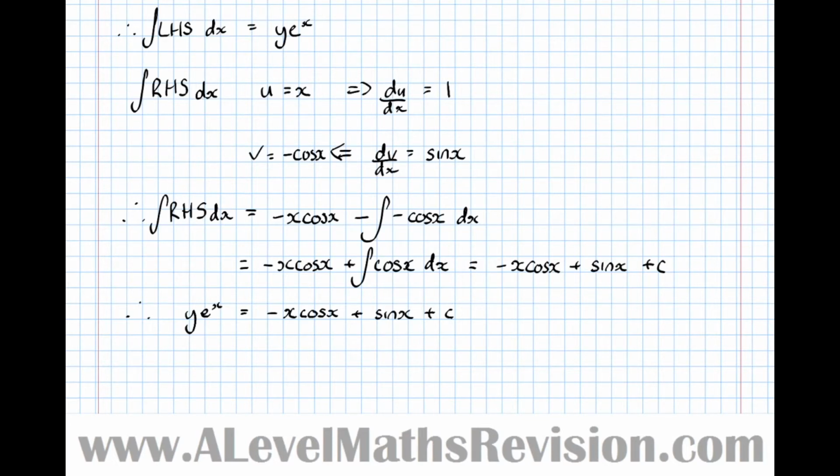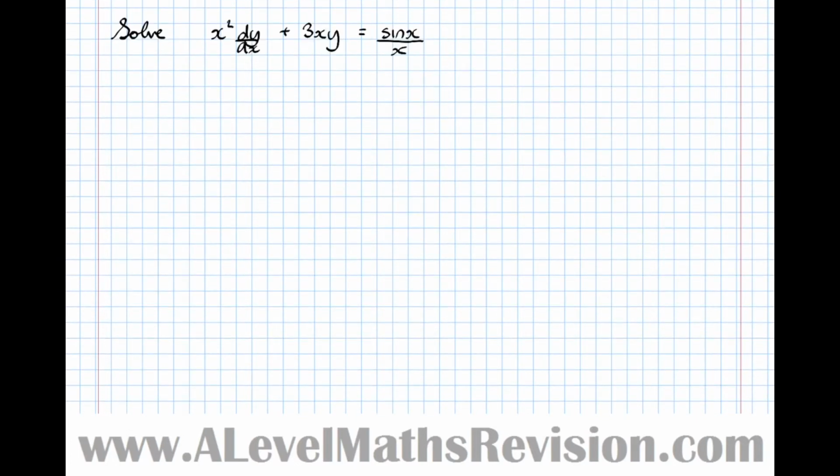But now we're going to make it slightly more complicated. So take this example here. Solve x squared dy by dx plus 3xy equals sin x over x. So let's see if this is the form of the product rule. So as before, y was a good candidate for being u, because when we differentiate it, we get dy by dx. So this is u, and dy by dx is du by dx. So this means that this must be v.